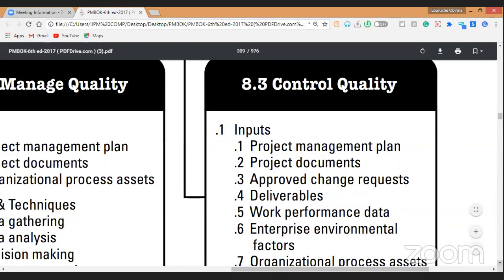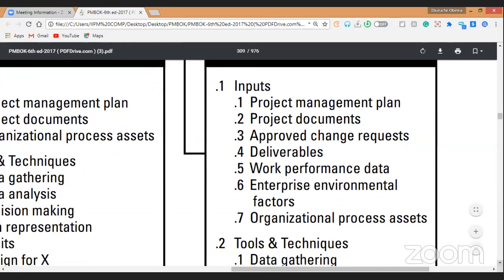All right, so that's what we want to achieve. In the input we have the project management plan, and I think by now we know why we need the project management plan to control quality, because the project management plan contains the project quality plan, and the quality plan is needed to ensure that the quality of the product is being achieved at the end of the day.